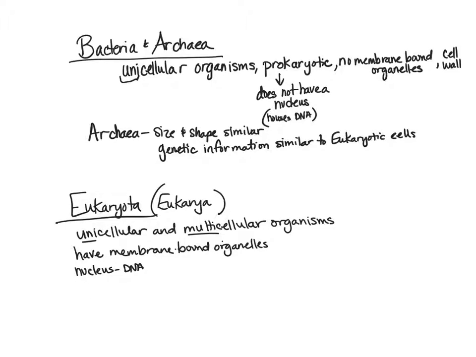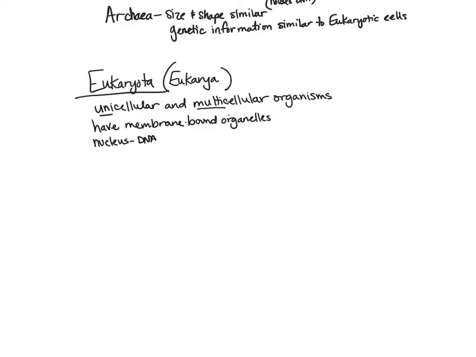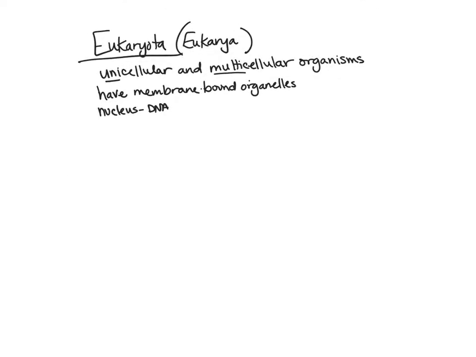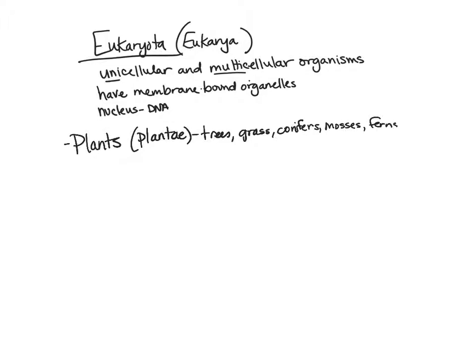And then we can talk about the different types of groups within eukarya, or eukaryota. One group that we've briefly mentioned are the plants. This is actually Plantae. These would be things obviously like trees and grass, and other plants, conifers, mosses, ferns, even something like green algae is a plant. Plants are different in that they have the ability to photosynthesize.